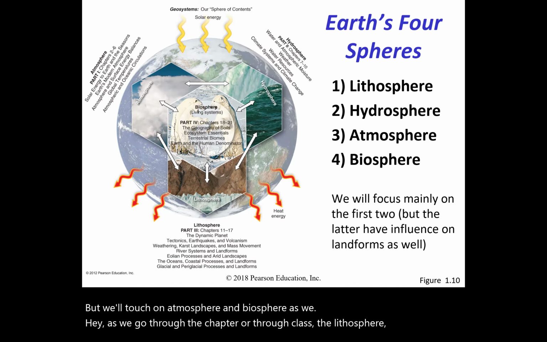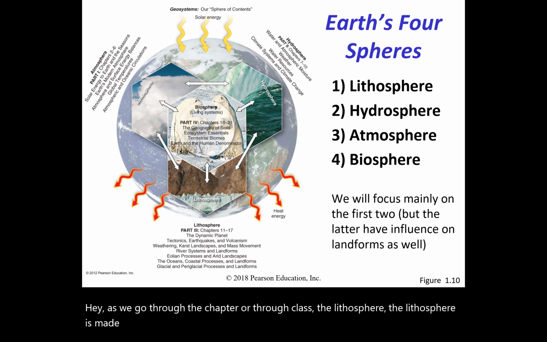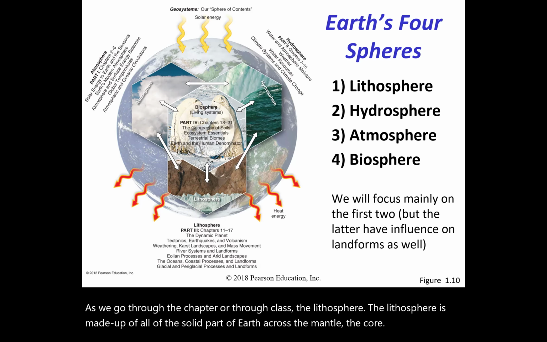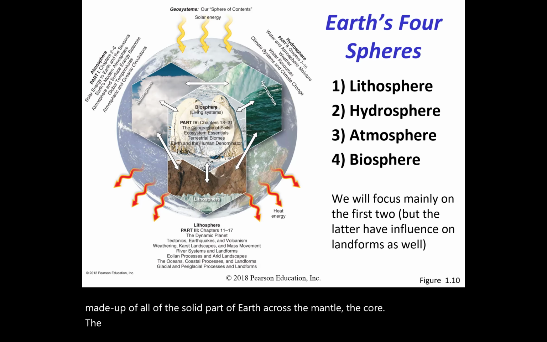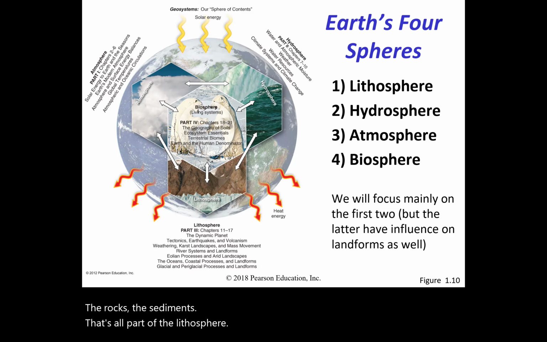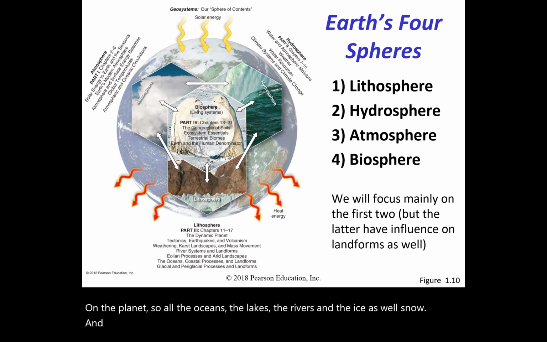The lithosphere is made up of all of the solid part of Earth, the crust, the mantle, the core, the rocks, the sediments. That's all part of the lithosphere. The hydrosphere is all of the water on the planet. So all the oceans, the lakes, the rivers, and the ice as well, snow, and the ice caps, glaciers, all of that is included in the hydrosphere, which is why we have a whole chapter looking at glaciers.